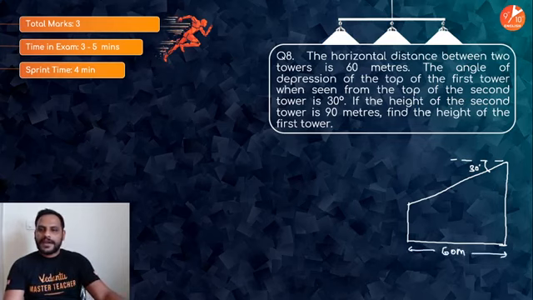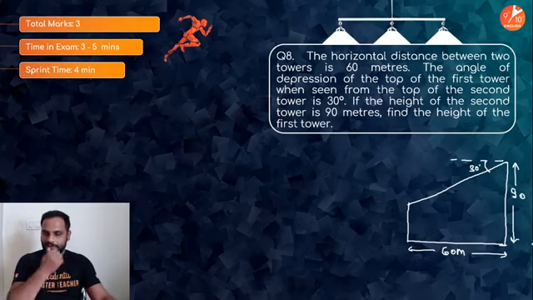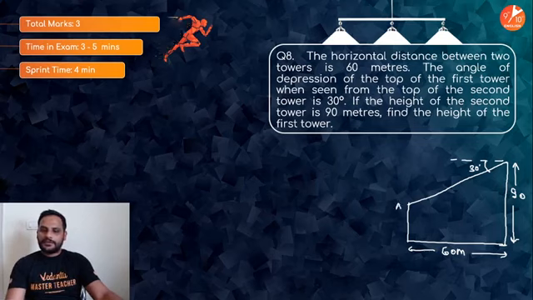They are saying the height of the second tower, the taller one, is 90 meters. Find the height of the first tower. This x we need to find out.